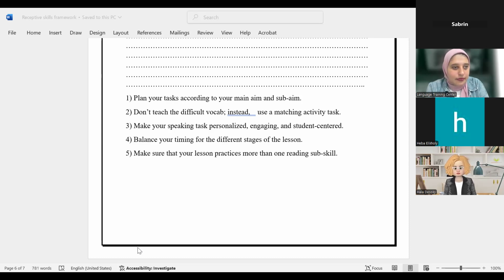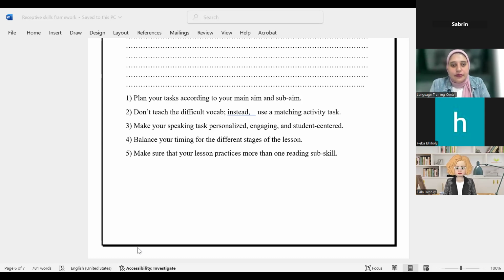Number 5. Make sure that your lesson practices more than one reading sub-skill. For example, when I provided a demo for reading, I provided a task for reading for gist and reading for specific information. These are 2 reading sub-skills. For example, prediction and detailed reading. Your main aim can't be reading if you just practice reading for gist, so why is your main aim reading?